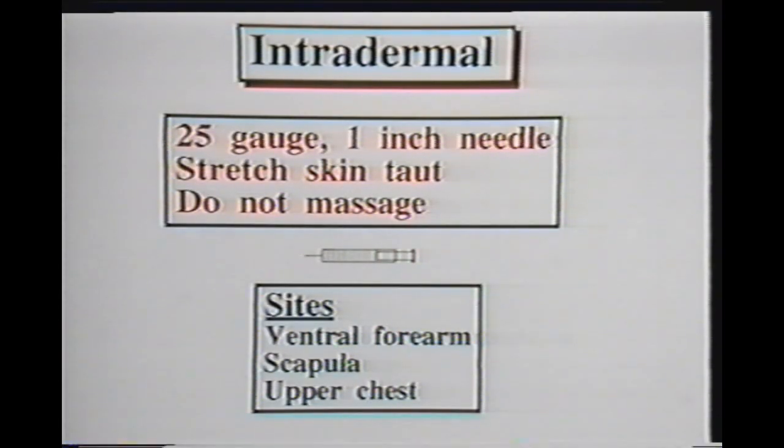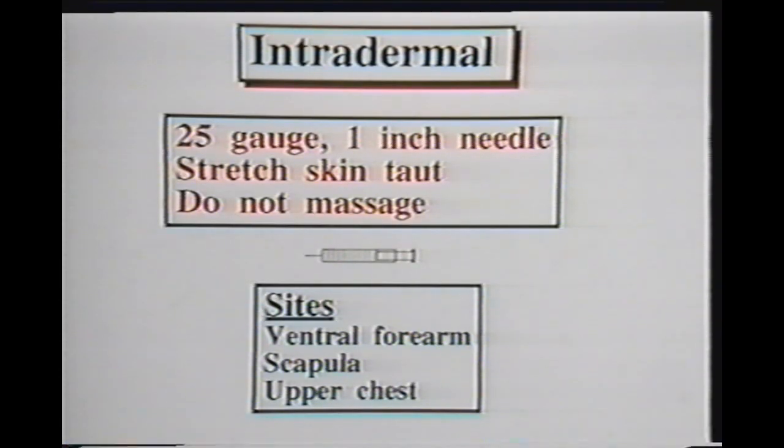With the intradermal, we actually raise a little wheal, W-H-E-A-L, or bleb. The sites that we use are usually the ventral forearm for the test for tuberculosis and histoplasmosis. We might use the scapula and upper chest area for allergy skin testing.